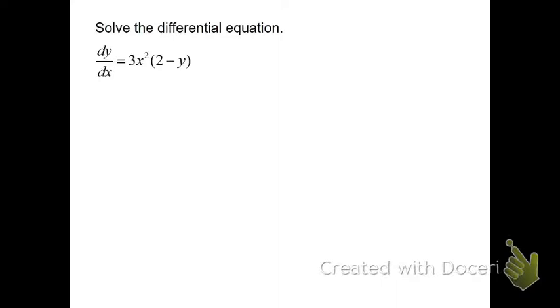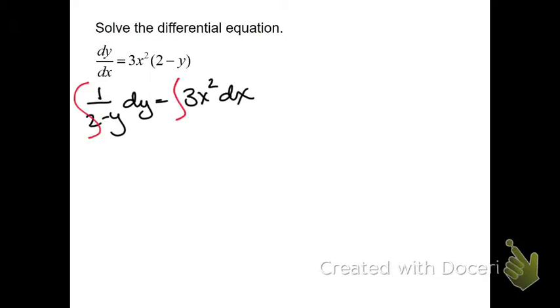All right, separate the variables. Integrate both sides. On the right side, I always do the right side first so I can try to remember the plus c. This would be 3x cubed over 3, which is x cubed. Okay, and on the left side, this is the natural log of 2 minus y divided by the derivative of the inside, which is a negative 1.